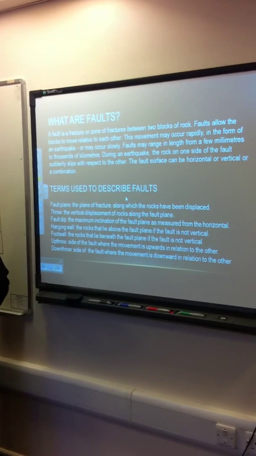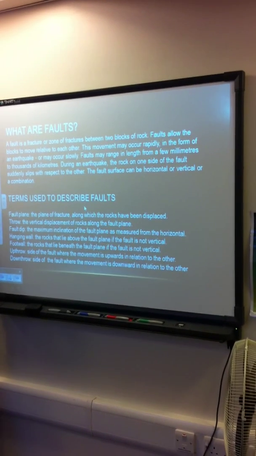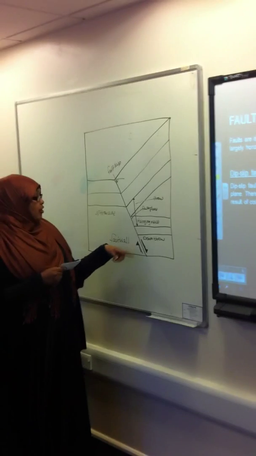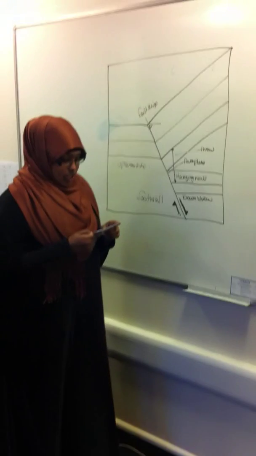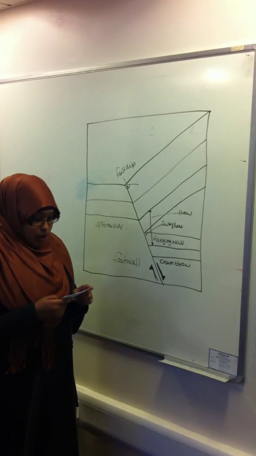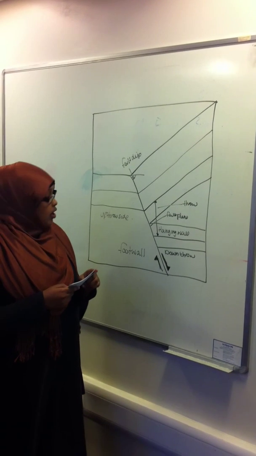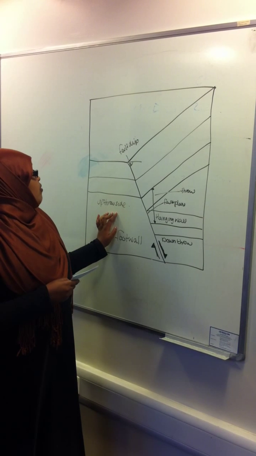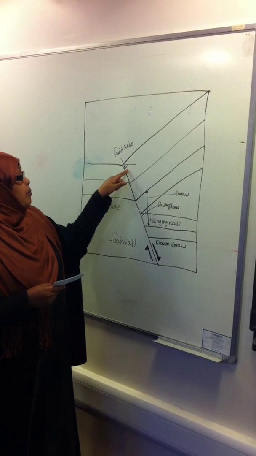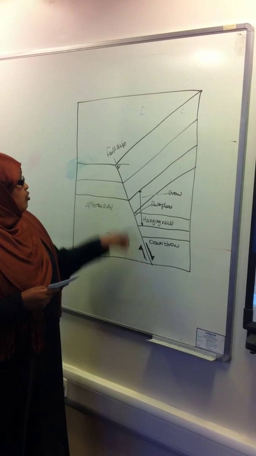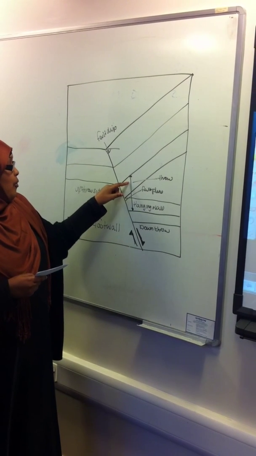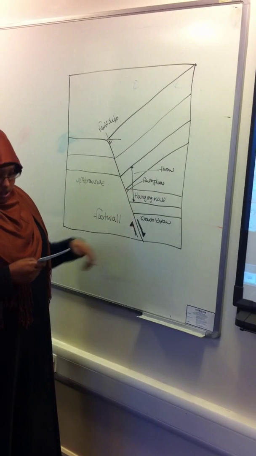Down throw is the side of the fault that has moved down, usually shown with the half arrow pointing downwards, which you can see on my diagram over here. Up throw is the side of the fault that has moved up, and this is shown with half an arrow pointing upwards. So this is the up throw side. Here's the fault dip. This is the fault plane, which is where all the action happens. This is the throw, and this is the hanging wall.